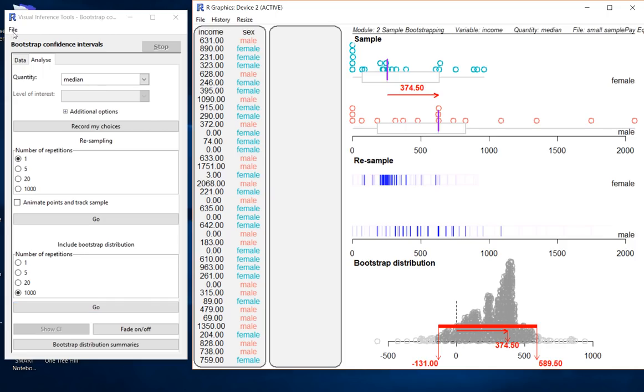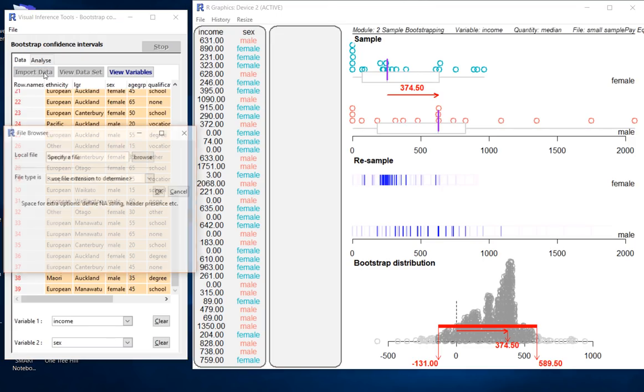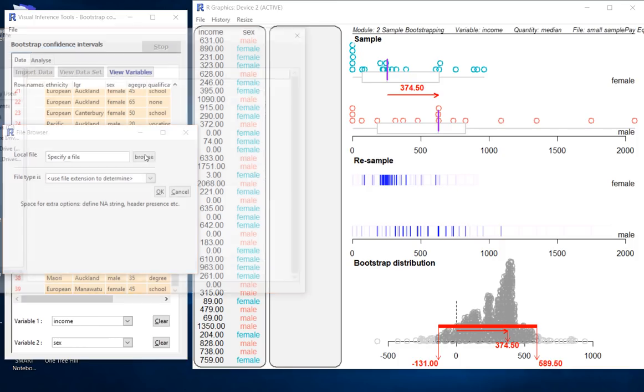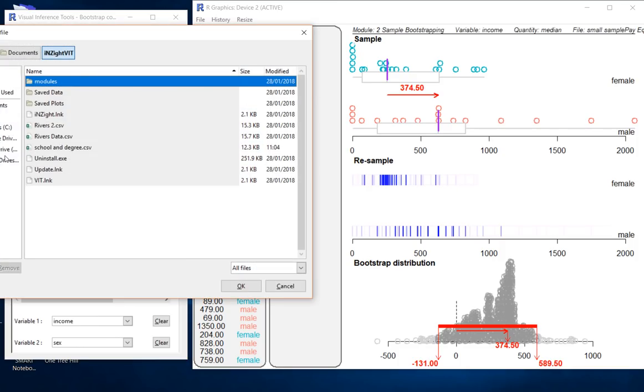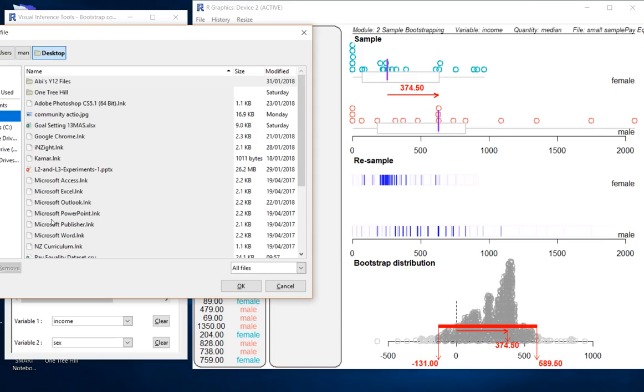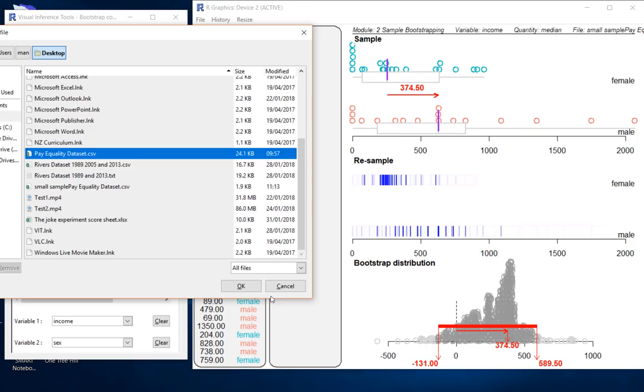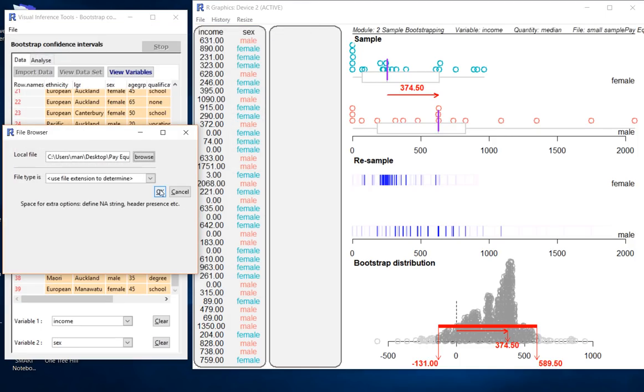I'm just going to go back and I'm going to load up all of the data. So where did I go to? Data. Because that was just a really, really small sample. So if I go back to, where was it? Desktop. And I just called it pay equality data set. So this is all of them.